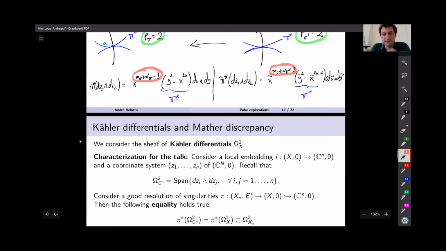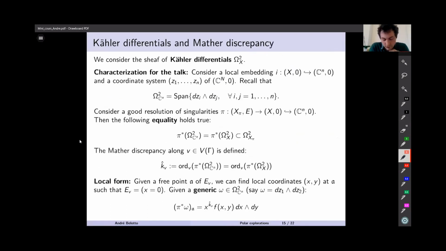Okay. So let's move on to talk about these differentials and what we're going to do with them. We're going to consider the sheaf of Kähler differentials, but don't worry, I know this is the last talk, so I'm not going to do this technically. Actually, let's just look at a simple and elementary characterization of it.